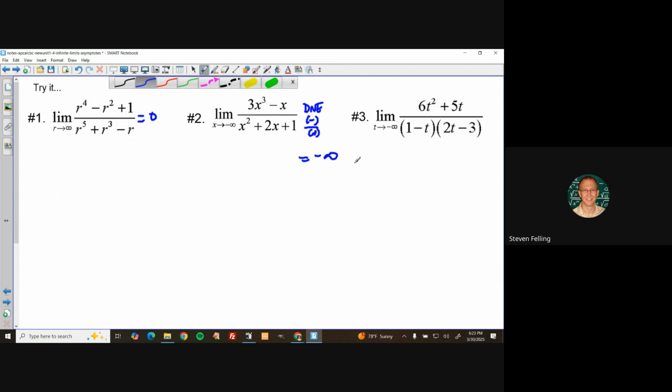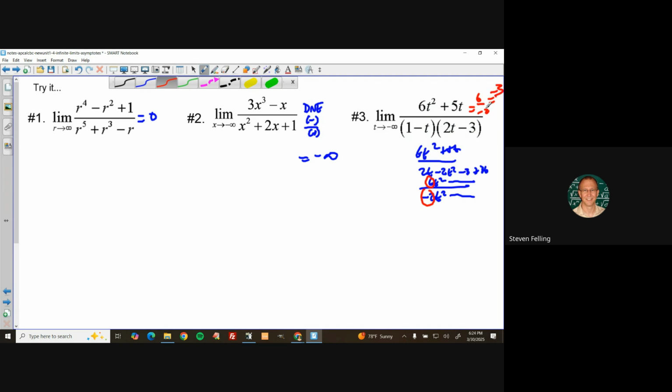And then here, I'm thinking if you multiply this out, this is 6t squared plus 5t, but on the bottom, if I multiply this out, I get 2t minus 2t squared, and then minus 3 plus 3t, which means if I rearrange this, it's negative 2t squared plus some stuff, and on the top it's 6t squared plus some stuff, which means the degree on the top and bottom are the same. So this limit is going to be equal to the ratio of the leading coefficients, which is 6 over negative 2, or negative 3. And that's all you have to do.